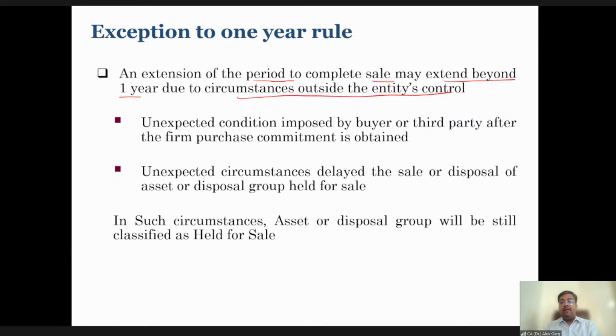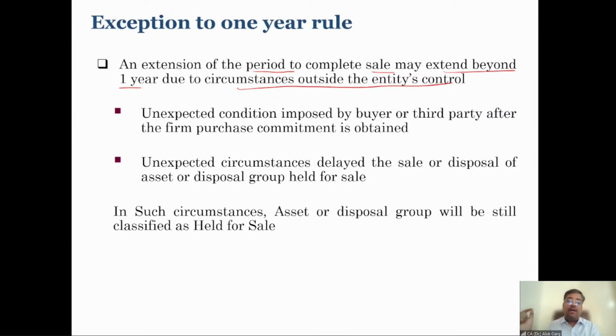So friends, even when it goes beyond 1 year, it will still be classified as sale highly probable if two conditions are met. What are those two conditions? One, it should be beyond the entity's control. Second, there must be a firm purchase commitment. What is meant by firm purchase commitment? The firm purchase commitment means there must be an agreement, a binding agreement. Firm purchase commitment, please write down. Firm purchase commitment means binding agreement.